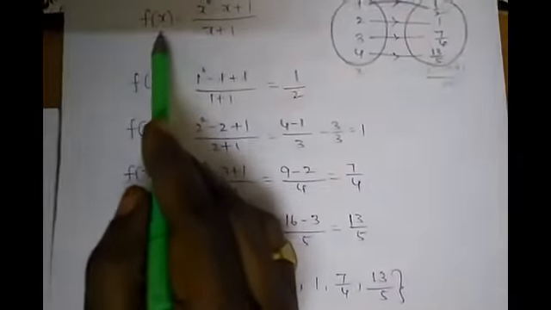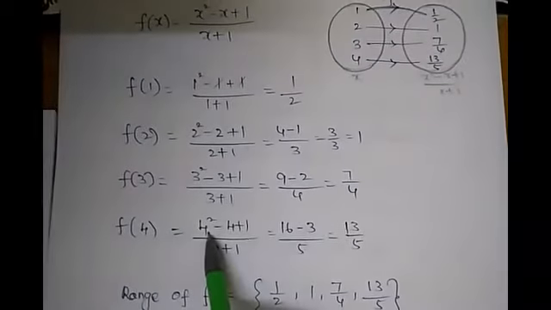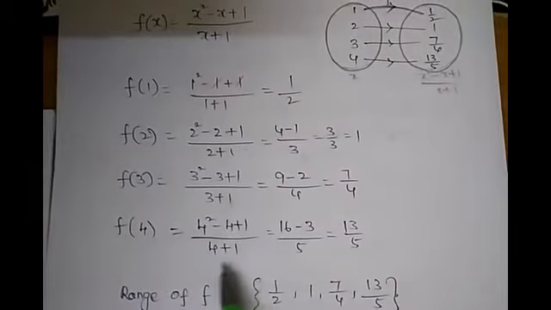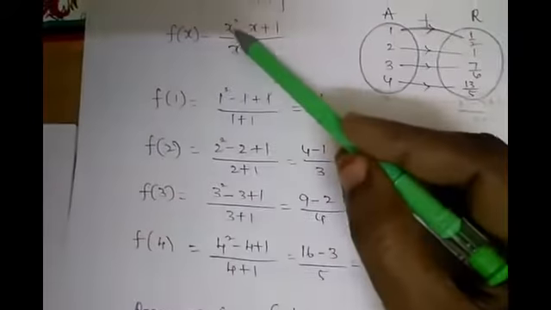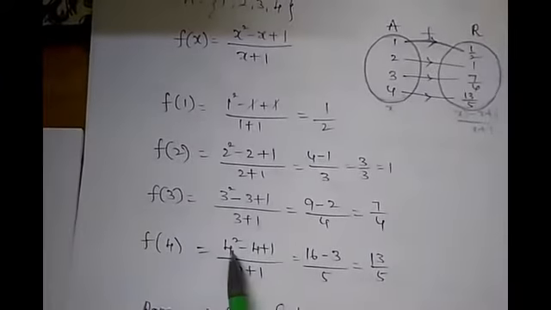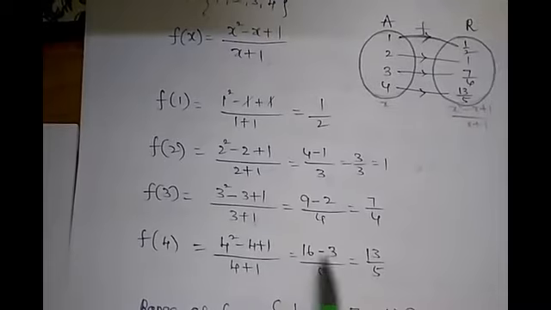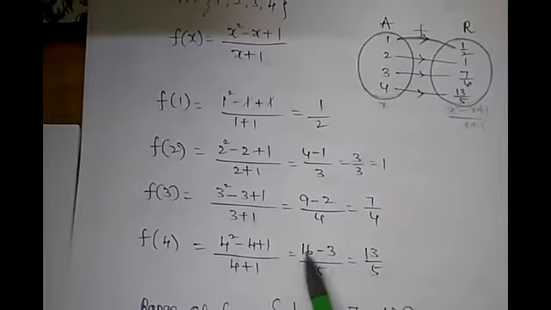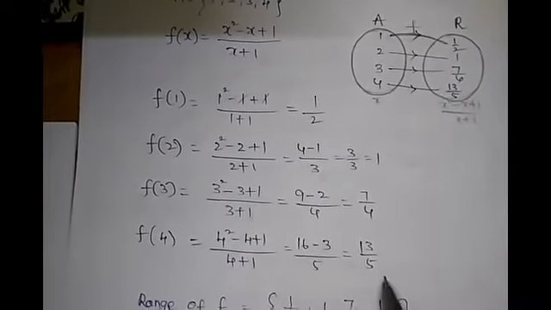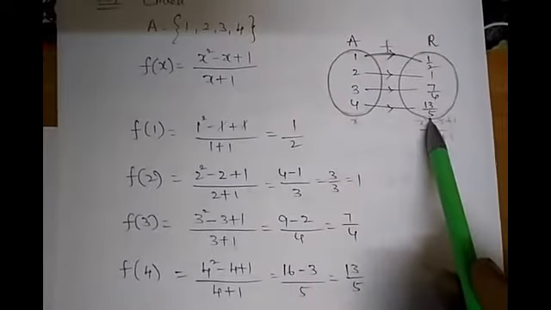If x is equal to 4, then 4 square minus 4 plus 1 by 4 plus 1. That means substitute x is equal to 4 in this. You get 4 square, that is 16, minus 4 plus 1 equal to minus 3, by 5. That is equal to 16 minus 3, 13 by 5. So 4 is mapped to 13 by 5.